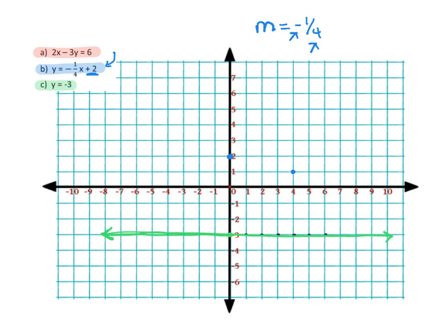And I can keep doing that if I want more points. Down 1, right 4. It gives me the general shape of this line here.